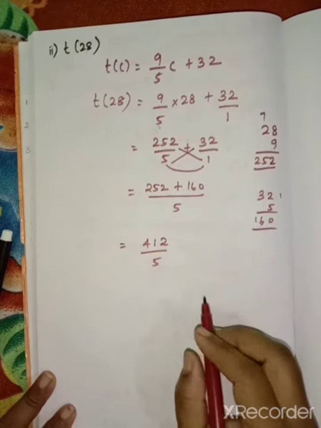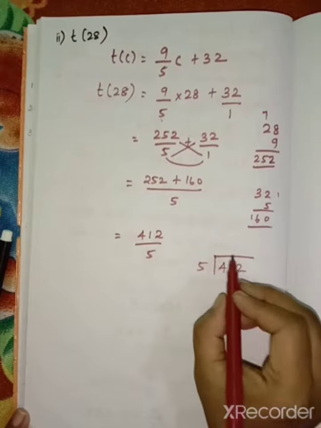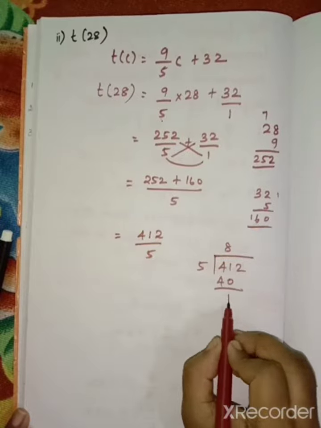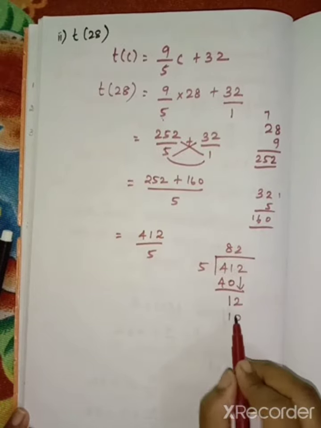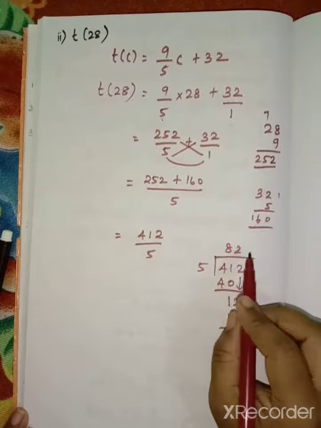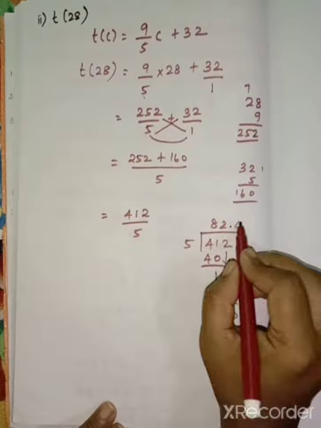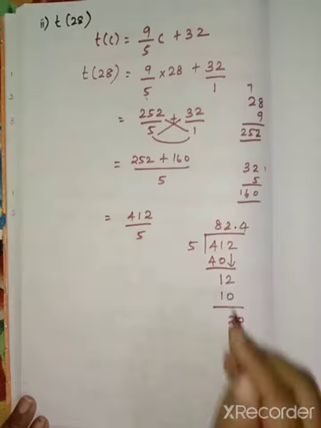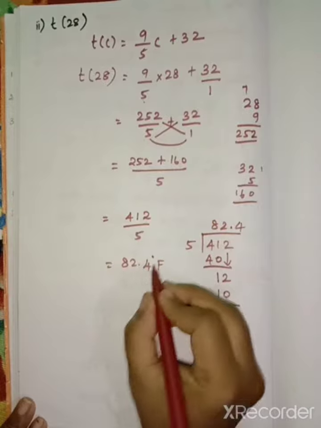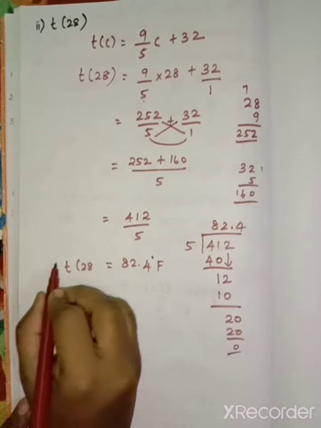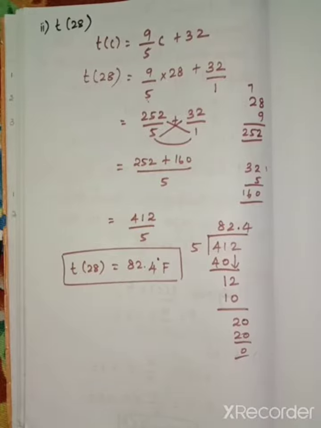Now we want to divide. So here 412 divided by 5. So 8 5s are 40, balance 1. Now 2 is brought down. So 2 5s are 10, remaining 2. So after that we want to put a decimal point and write 0. Then 4 5s are 20. So here itself we get the answer. That is 82.4 degree Fahrenheit. This is for T of 28. That is, for temperature 28 we get 82.4 degree Fahrenheit.